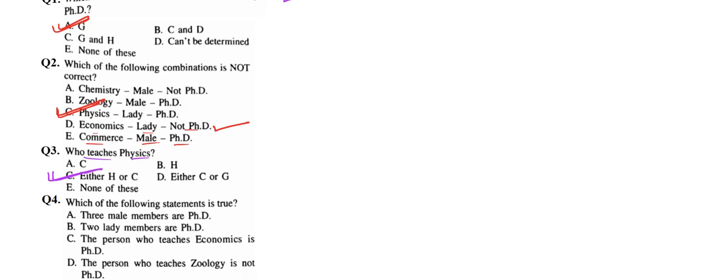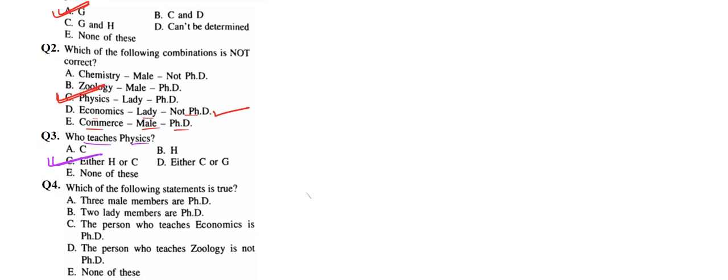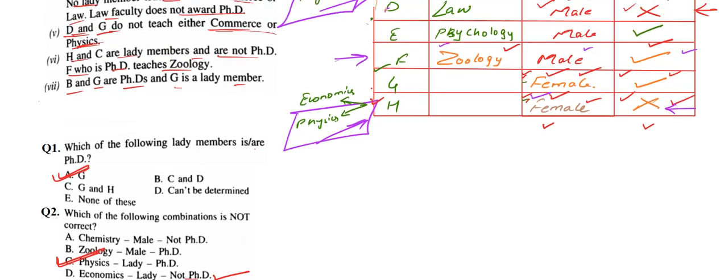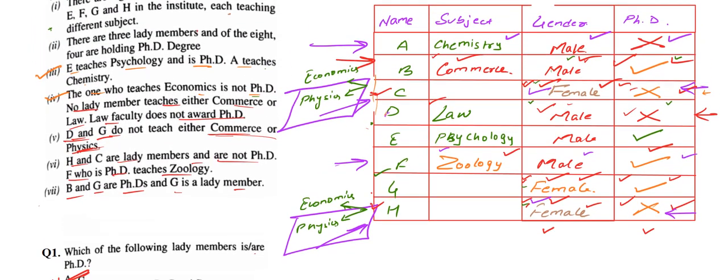Now let's move on to the last question, that is question number 4. So question 4 is which of the following statements is true. So we need to find which of the following statements out of these 5 are true. So first statement is 3 male members are PhD. So let's check how many male members are PhD.